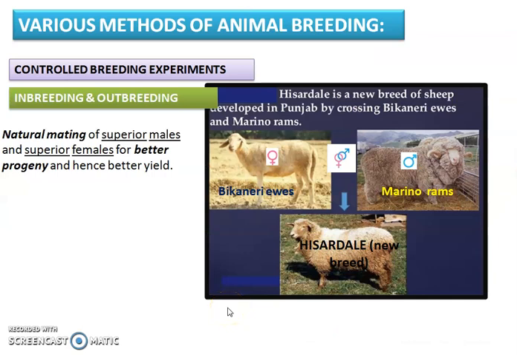Let me first recap the topics already dealt with. We discussed various methods of animal breeding naturally, under controlled breeding experiments. We discussed inbreeding and outbreeding, where a breeder could naturally mate superior males and superior females of his farm for better progeny, so the yield would be better. We discussed in detail the outbreeding methods: outcrossing, crossbreeding and interspecific breeding.